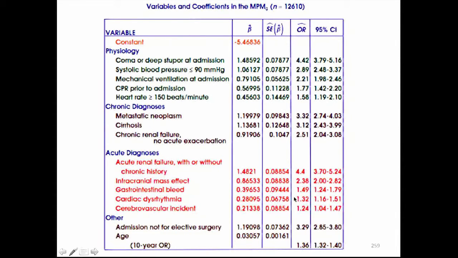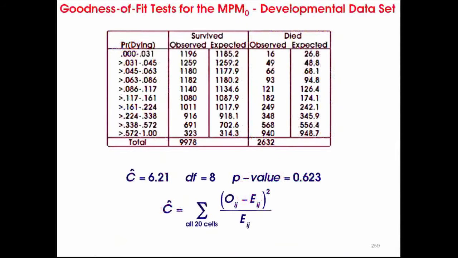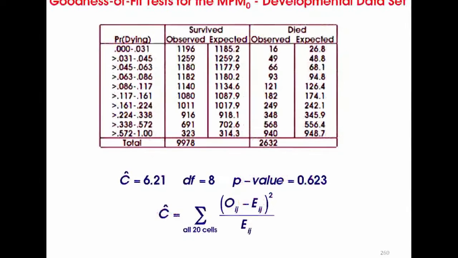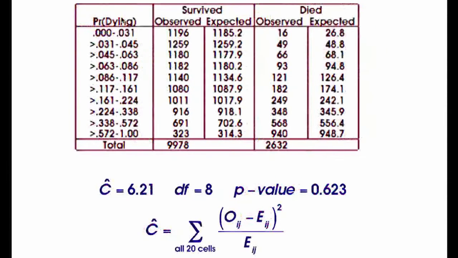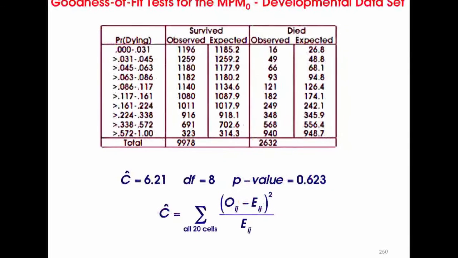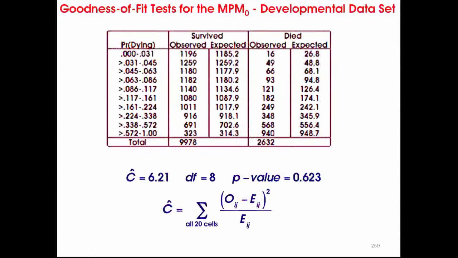So this is the model. And then here's the goodness of fit test for the model. Here are my 10 groups, observed and expected in each group. Again, if you do a quick look at these observed and expected numbers from cell to cell, you'll see that there's pretty good agreement. And the p-value is 0.623 with 8 degrees of freedom, suggesting that we have a very well-calibrated model for estimating the probability that a patient entering intensive care will die.